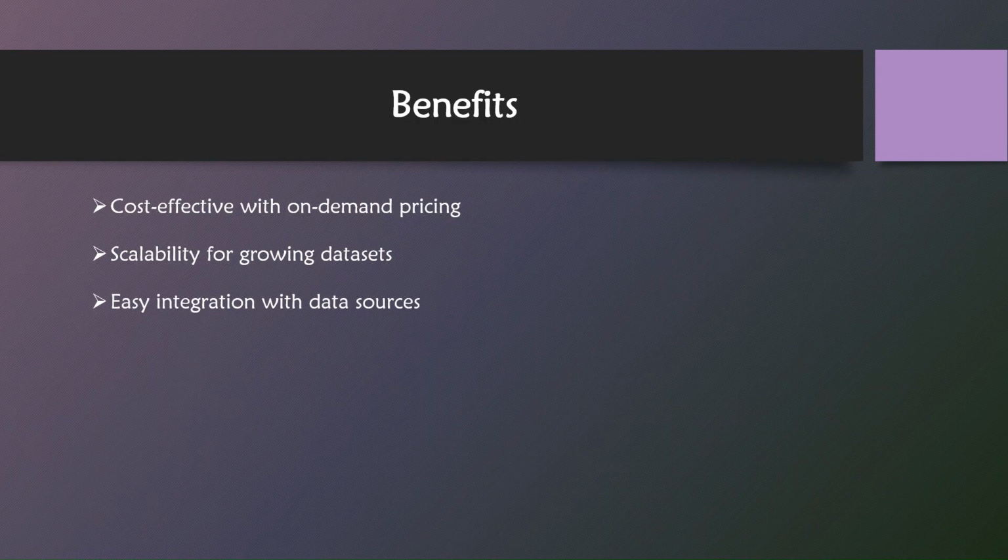Easy integration with data storage. It integrates seamlessly with a wide variety of data sources such as Amazon S3, Amazon DynamoDB, and external databases. This makes it easy to load and query data from different sources. Redshift Spectrum further extends its capability by allowing you to run queries on data stored in Amazon S3 without needing to load it into the data warehouse.